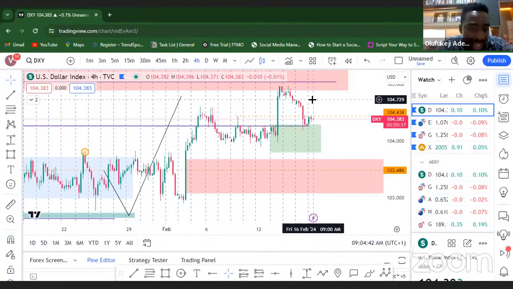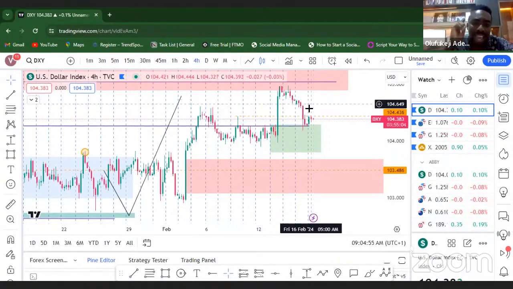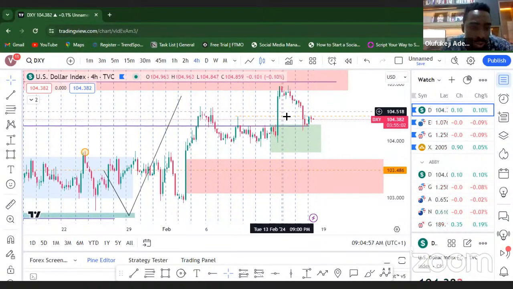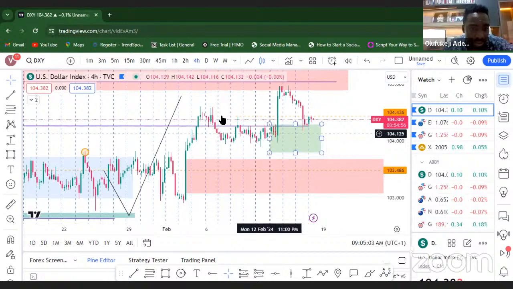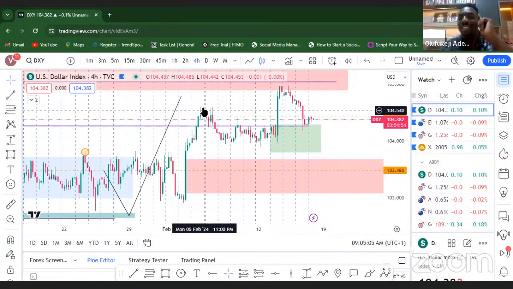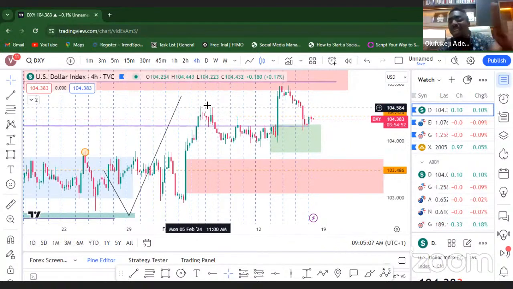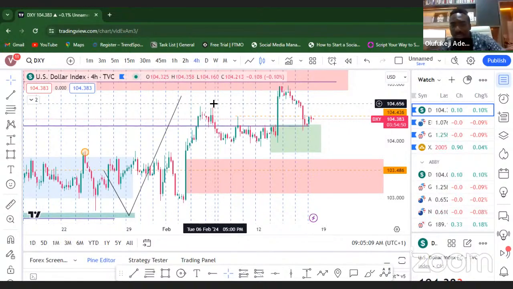What I'm seeing here is liquidity below at 103.48, and we need to see price return to those levels. It has grabbed external liquidity. Look at the liquidity on the 6th of February, those double tops. So price has grabbed it. Now that it has grabbed it all the way, it has come back down.